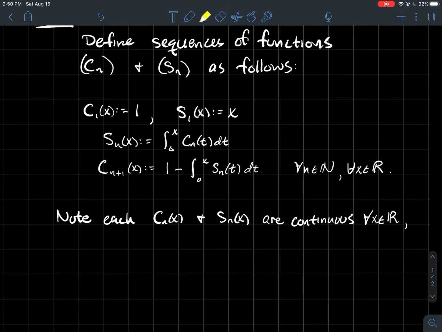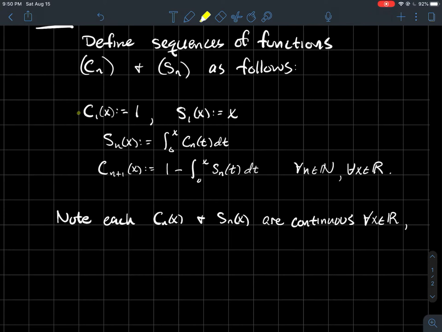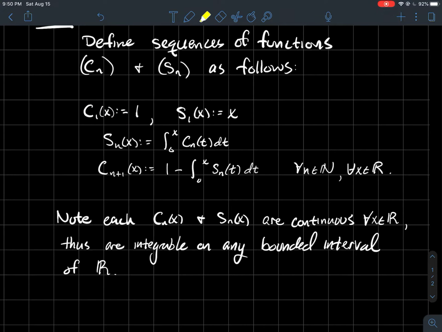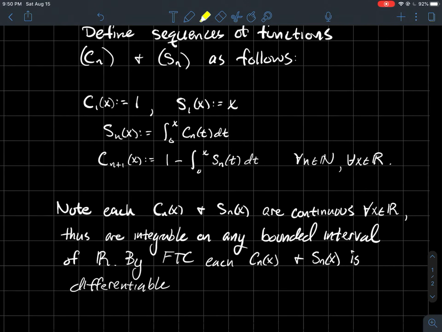So what we can also note here is, based on how they're defined, based on these inductive definitions, each of these things is continuous. So every single Cn and Sn is a continuous function for all real numbers. And if it's continuous, that means that it's bounded on a particular interval that you were to consider. So it's bounded on any closed interval. And remember that continuous functions on a bounded interval are integrable. Okay, that'll be good for us.